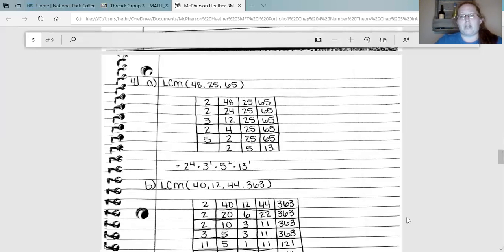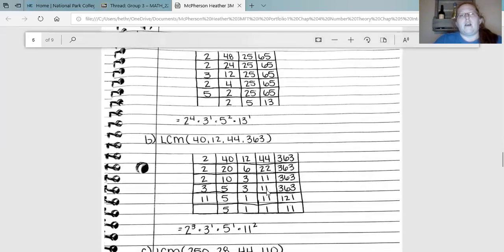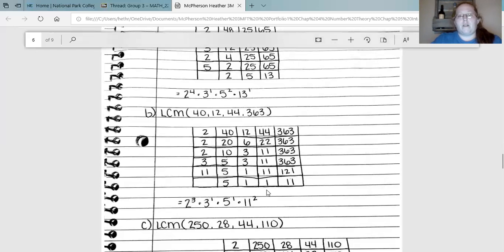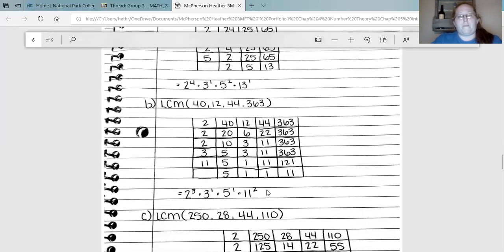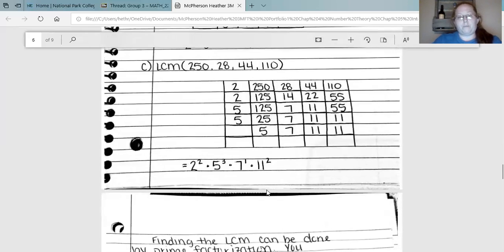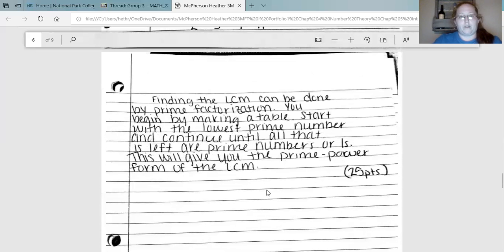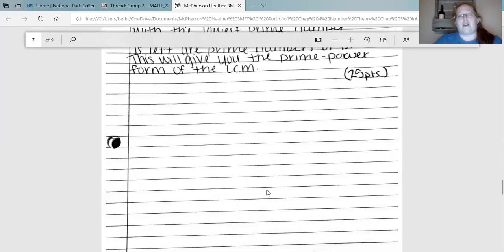This works with any number of problems. You can have 3, you can have 4, they can be in the hundreds, they can actually be in the thousands. And as long as you slowly make your way through it, your prime numbers will always factor out. Just remember to use the prime factorization, and this will give you the prime power form of the least common multiple.